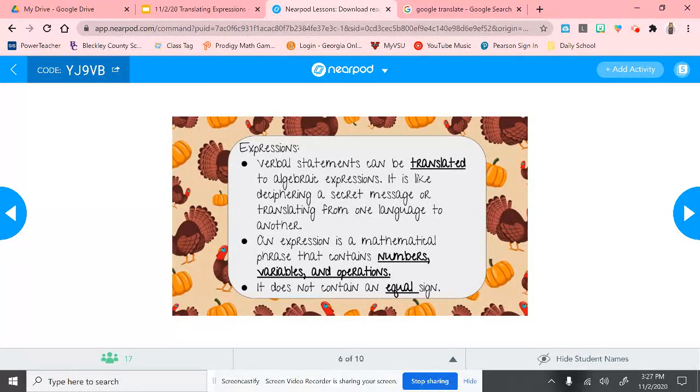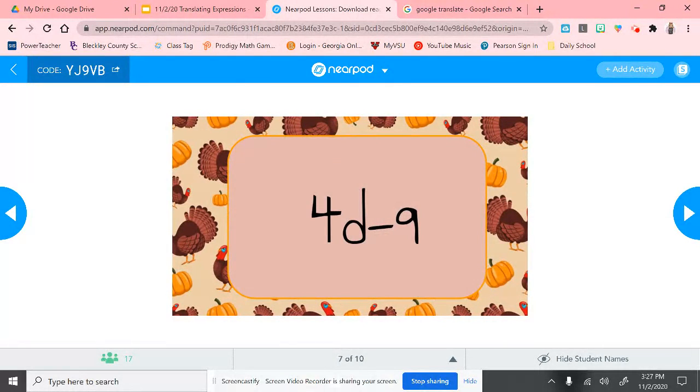Okay. So the next part is a review from like 2 weeks ago, when we were talking about parts of an expression. And so we can label these parts of an expression. Which one is the variable? The D, the letter. So that's a variable. What is the 4 called? Coefficient, because it's like the co-pilot. And then what is 9? Constant.